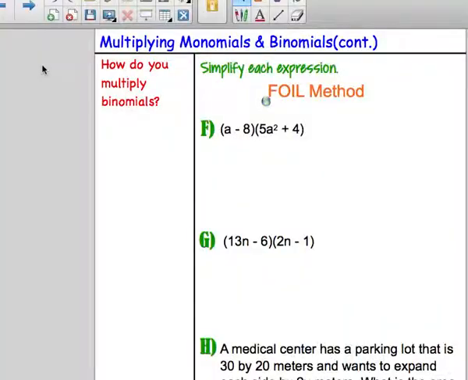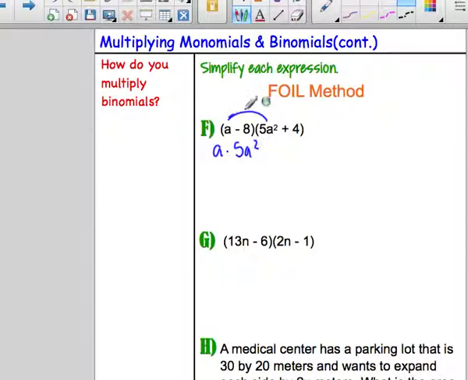Right, now that you've had the chance to take a look at some examples, I've got here my first problem. The quantity a minus 8 times the quantity 5a squared plus 4. So what he was talking about, why we call it FOIL, is because F stands for first, so we take our two first terms and we multiply them together, which would be a times 5a squared.